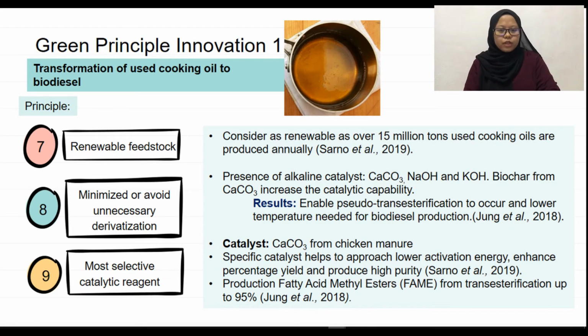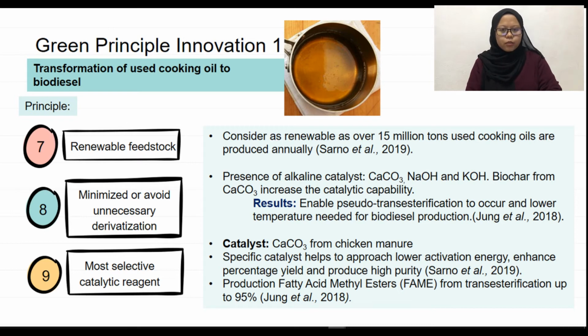For innovation 1, which is the transformation of used cooking oil to biodiesel, there are 3 green principles that have been applied. The first principle is principle number 7, which is renewable feedstock. It is considered renewable as over 15 million tons of used cooking oil are produced annually.